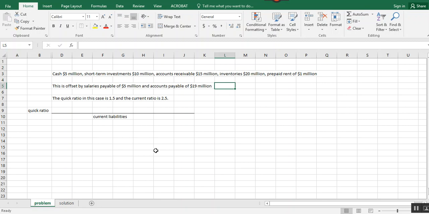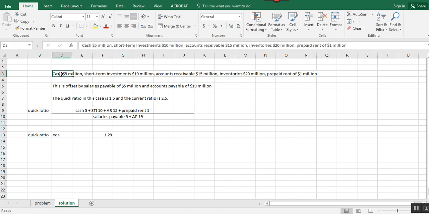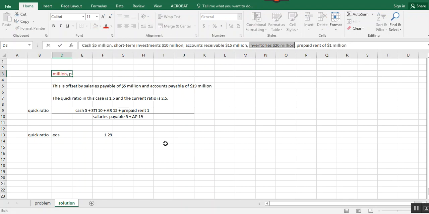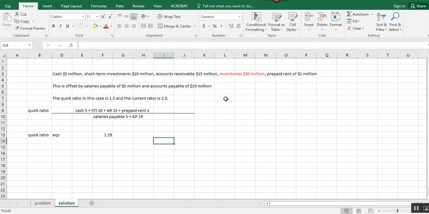So anyway, now we have it set up, and I want to show you with this example what you would do to calculate the quick ratio. We'll go to the solution. I got rid of all the millions, since these are all in millions and we're working with fractions. Notice that we put in cash of $5 million, and short-term investments of $10 million, which is also considered a cash equivalent. Accounts receivable of $15 million, and prepaid rent of $1 million. Notice we did not include inventories, because the quick ratio does not include inventories. So don't put inventories in the numerator.